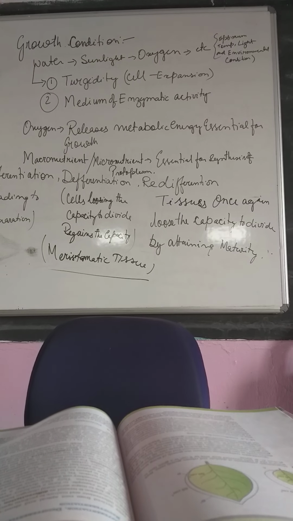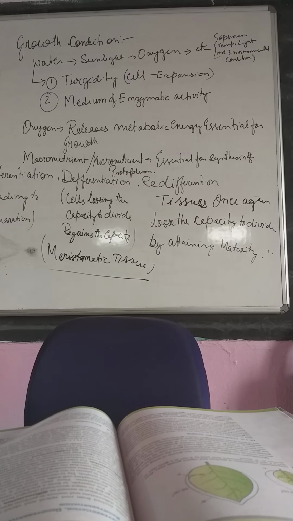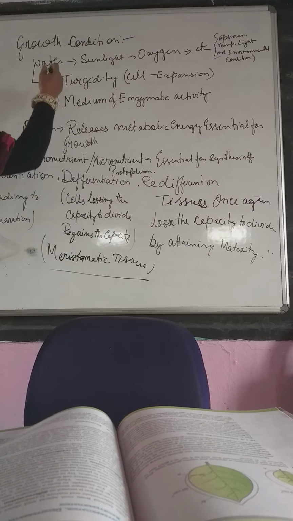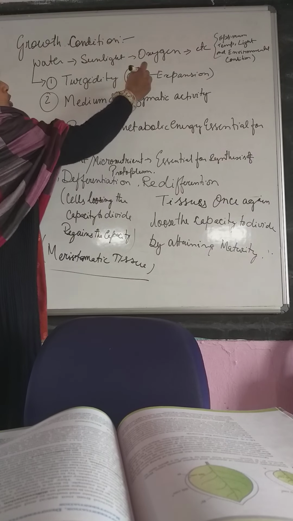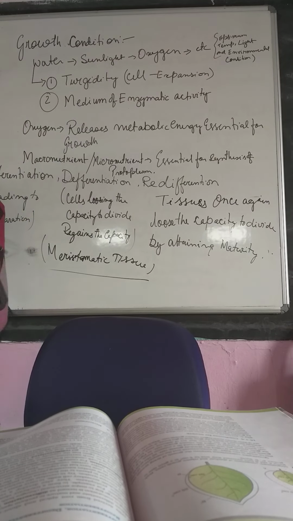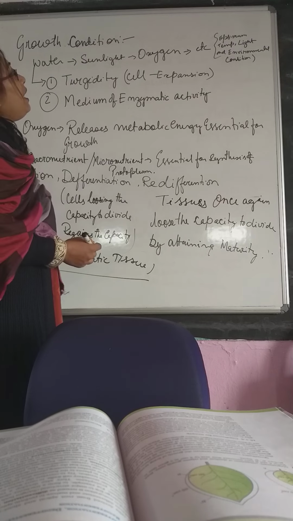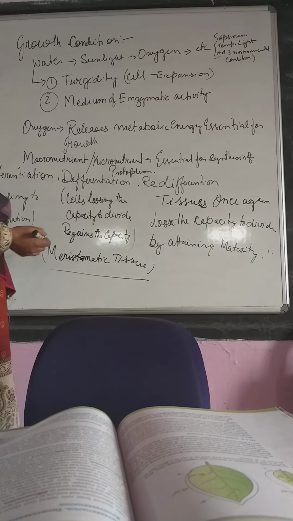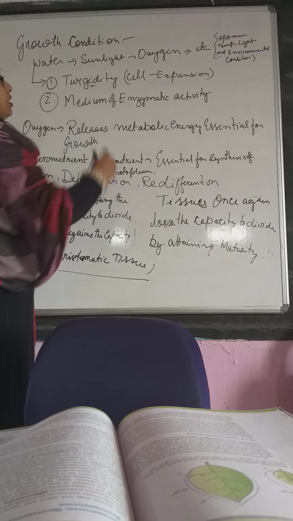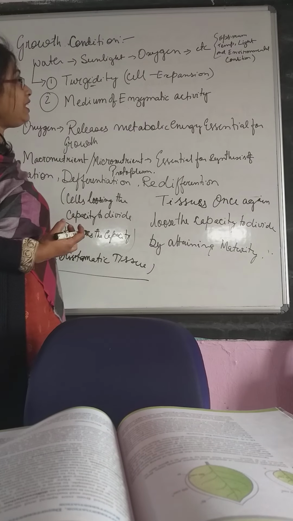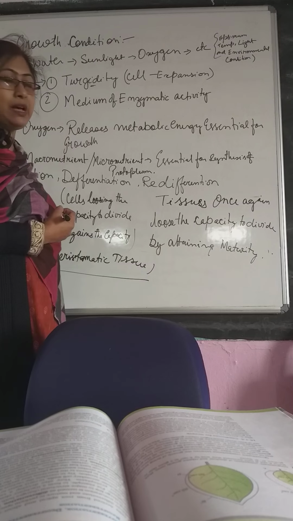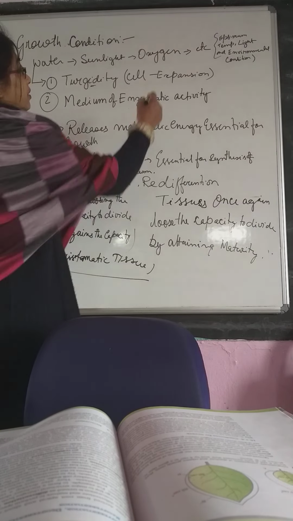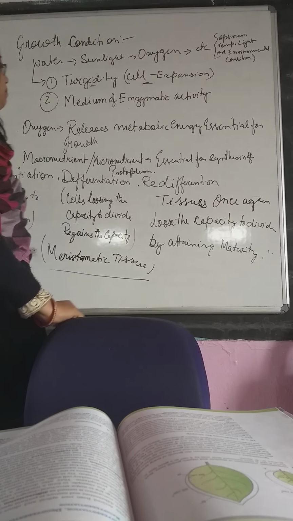Now growth, first and primary, is related to cell expansion. How does the cell expand? In the first phase we come across water, sunlight, oxygen. These three are very basic. Why is water such an important thing? The turgidity. What is turgidity? When the cell gets water, it swells up. That swelling up condition, in the first and primary stage, is known as cell expansion.